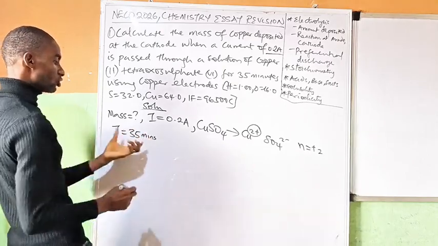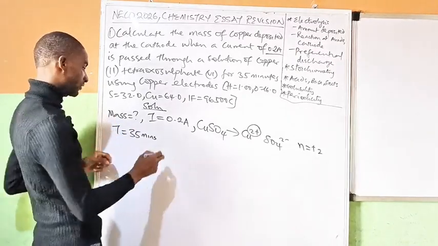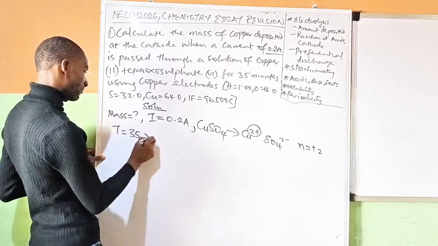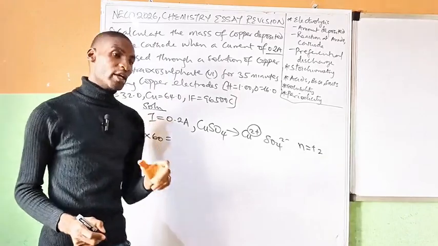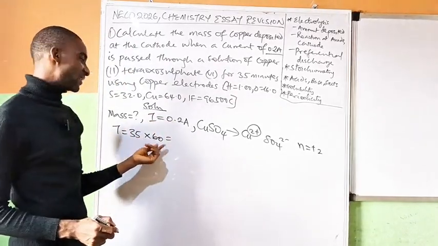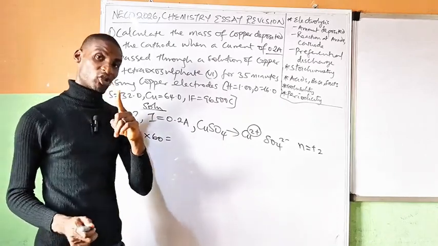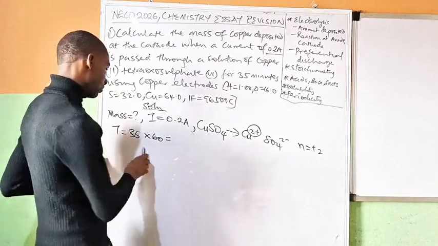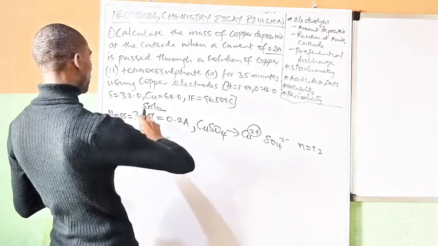But we are not going to use minutes. We're going to convert to seconds. That's the SI unit of time. So we are multiplying 35 by 60, and that's going to give us the number in seconds. Mind you, if it is hours, you multiply by 60 times 60. But if it's minutes, you multiply by just 60 only once.